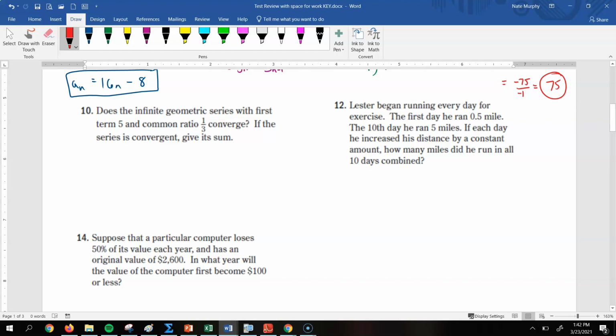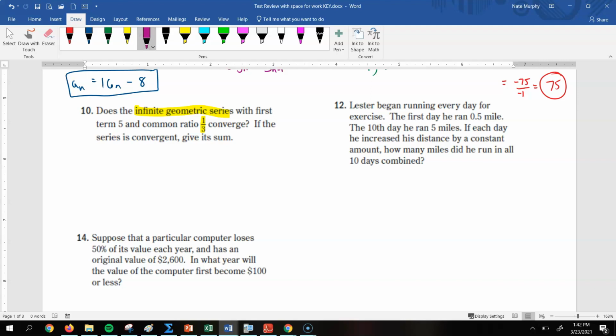All right, so for number 10 it says, does the infinite geometric series with first term 5 and common ratio of 1/3 converge? And if it is convergent, give its sum. Okay, now the first thing we need to recognize is that it is an infinite geometric series. So that means if our common ratio r is between negative 1 and 1, which it is, then it does converge. Because if it was bigger than 1 or smaller than negative 1, then it would be divergent. So this one does converge.